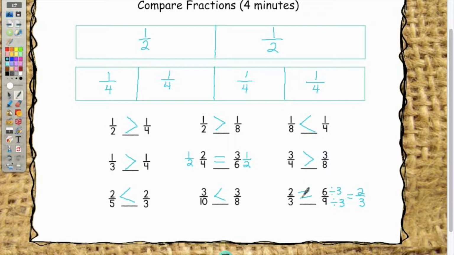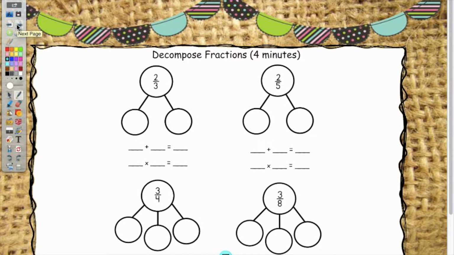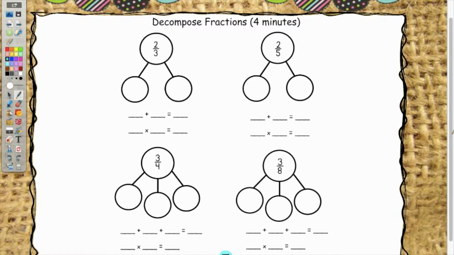Okay? So that's a little review of comparing fractions. Let's look at the next one. This is decomposing fractions. Now, I could do repeated addition or I could do multiplication. I'm going to get the same answer. So if I decompose this into 2 parts, my denominator doesn't change, does it? It would just be 1/3. So it'd be 1/3 plus 1/3. Go ahead and write that in.